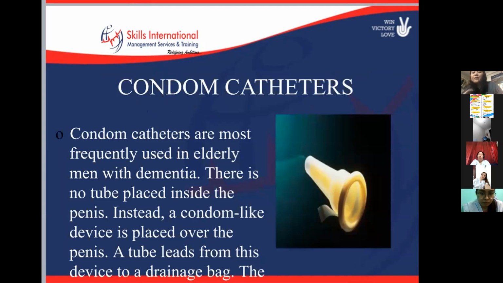Now, for condom catheters, which are frequently used in elderly men with dementia, there is no tube placed inside the penis. Instead, it's a condom-like device placed over the penis. A tube leads from this device to the drain bag. It looks like a condom.